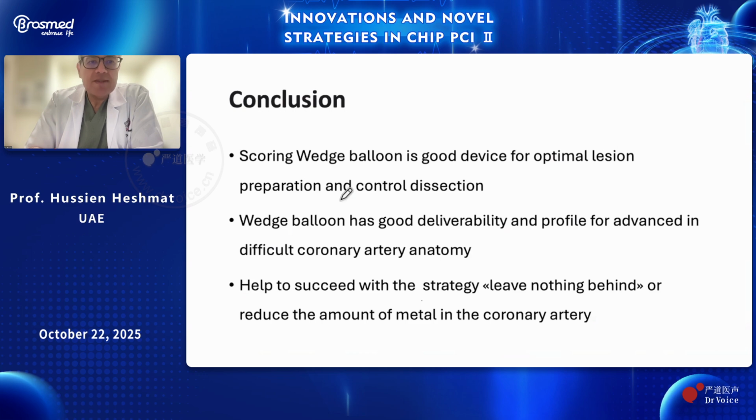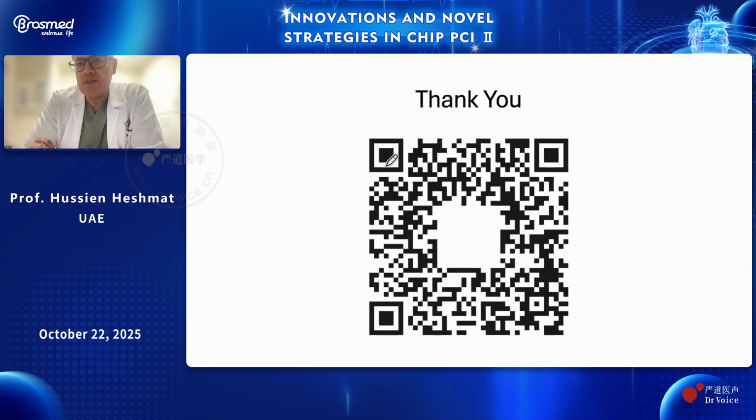So the conclusion is scoring wedge balloon is a good device for optimal lesion modification and control of the dissection, considering the high pressure that you can go, the low profile, the deliverability, and it helps us to succeed in the strategy of leaving nothing behind or reducing the amount of metal, even when we're dealing with larger vessels, even when dealing with proximal LAD and proximal RCA.